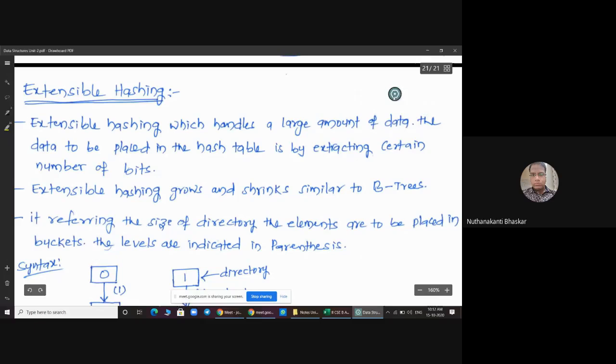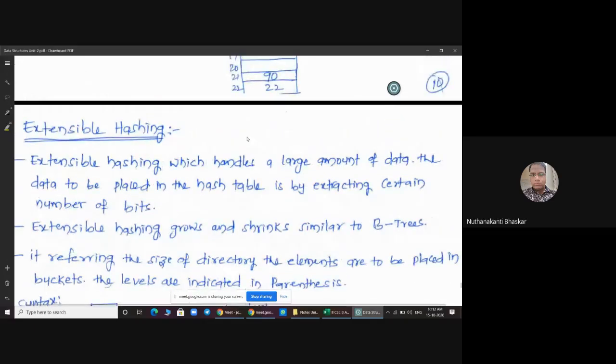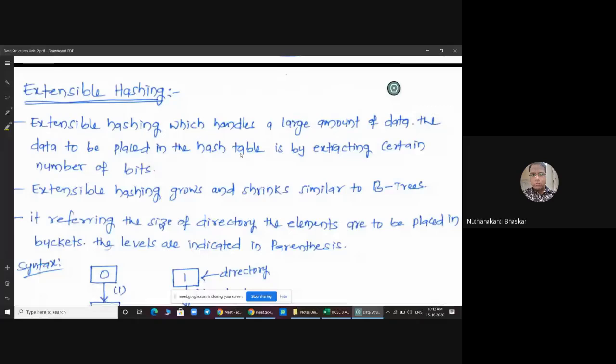In the hashing mechanisms we discussed previously, the five techniques, we use the division method to solve the collision problem. But extensible hashing is a completely different mechanism. Here it is completely dependent on the binary system. I think everyone knows the binary system, right? If you know the binary mechanism, then you can understand extensible hashing very easily.